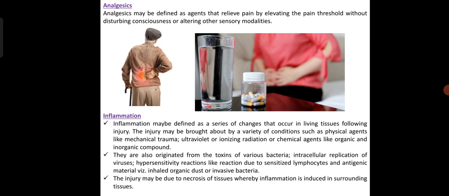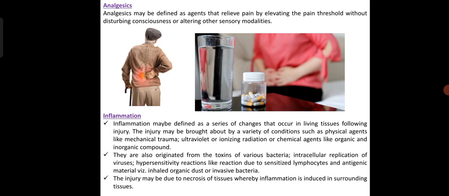Analgesic drugs are used to kill pain, whether it is back pain, body pain, headache or stomach pain. In any case of pain, we use analgesics. Examples of analgesics include ibuprofen, paracetamol or morphine, which are included among painkiller drugs.